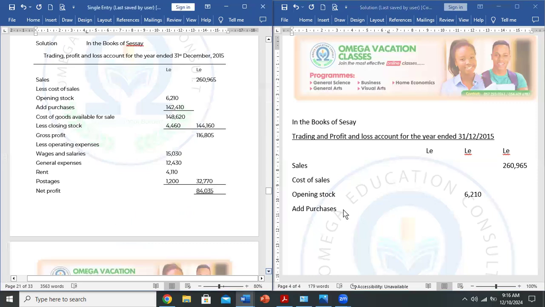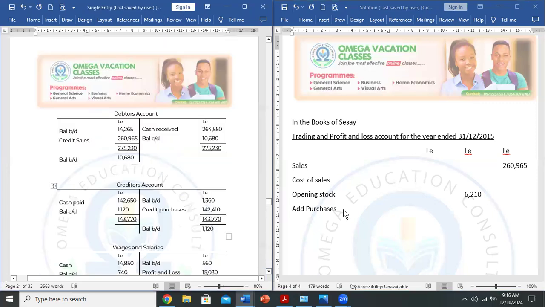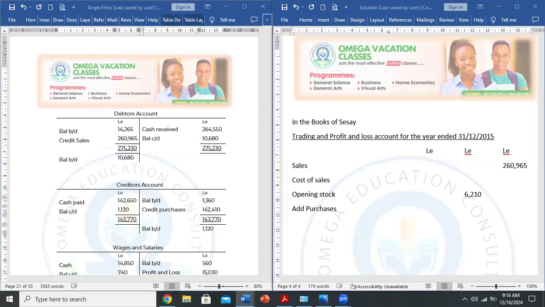So when you prepare your creditors account, this is what you get as your credit purchases, right? You add that because that will be equal to your total purchases. There's no cash purchases in the question. 142,410. Great. Then you continue.